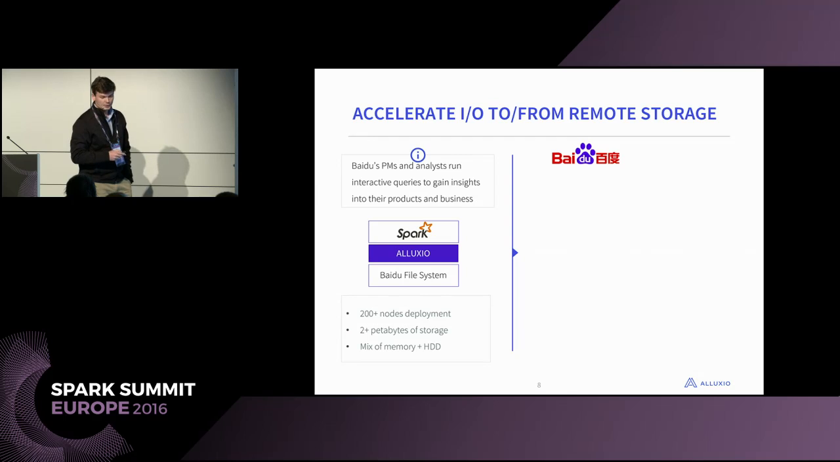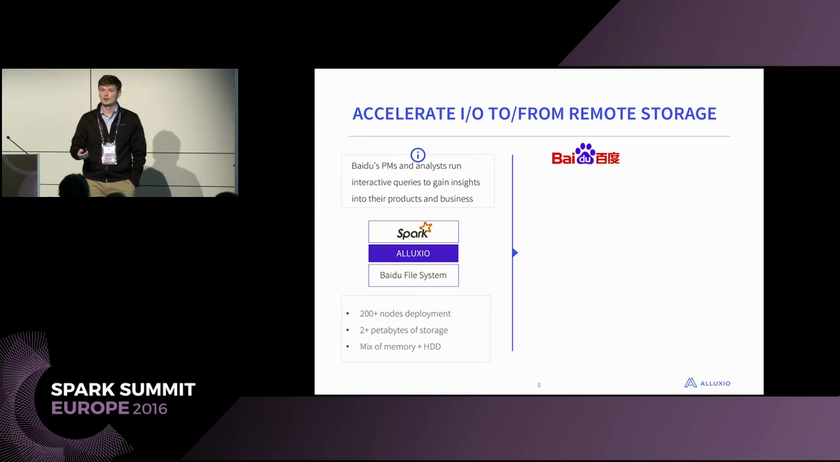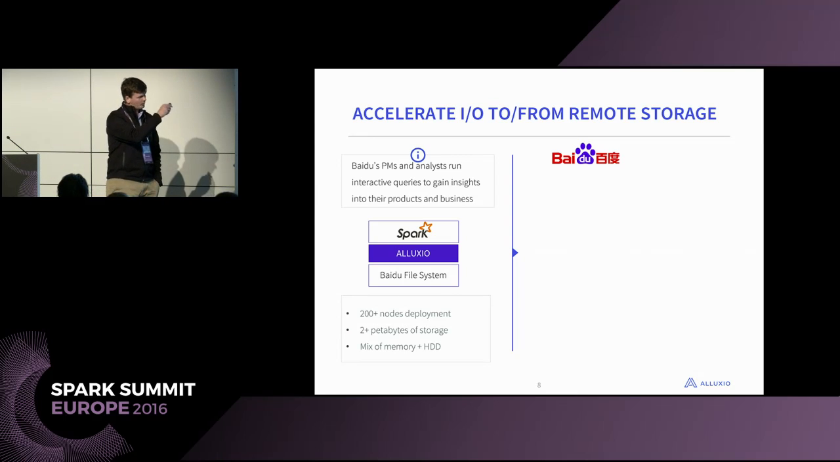In this particular use case, from Baidu, the Chinese Google, for those of you who might not be familiar with it, Baidu's product managers and analysts would run interactive queries to gain insights into their products and business. In the deployment, they were running Spark on top of Alluxio, collocated together in a cluster of over 200 nodes, caching data that was stored in Baidu's file system.